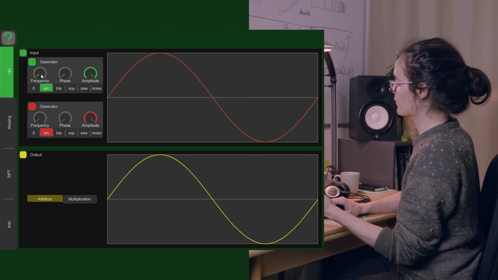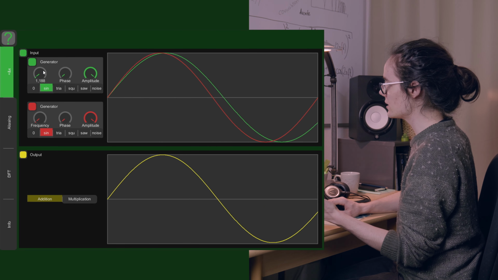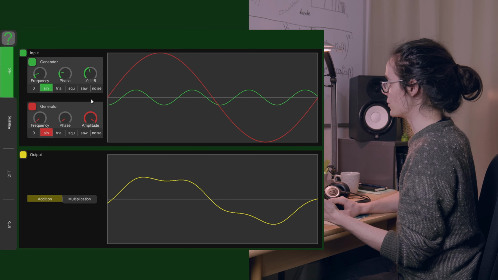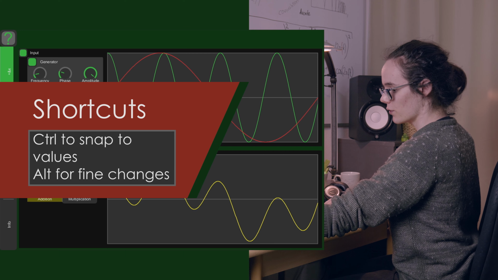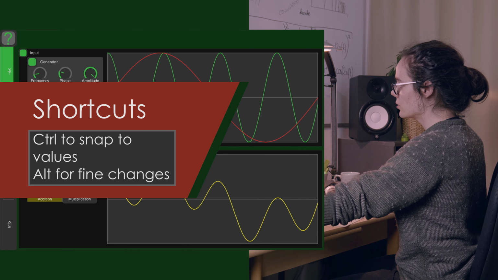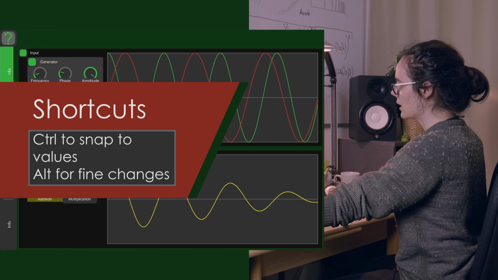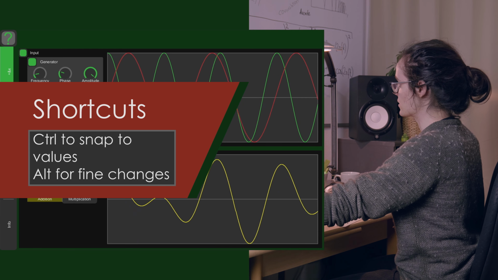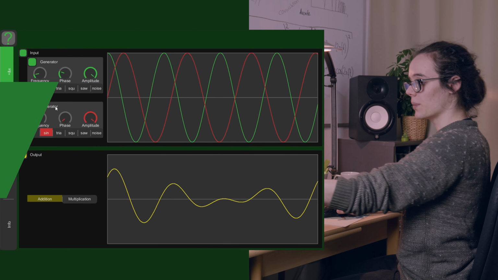All generators have three knobs: a frequency knob, a phase knob, and an amplitude knob. Also, mind you, there's two little shortcuts that you can use. First of all, you can press Ctrl to snap to particular values, and you can use Alt to make fine adjustments. Go ahead, play.